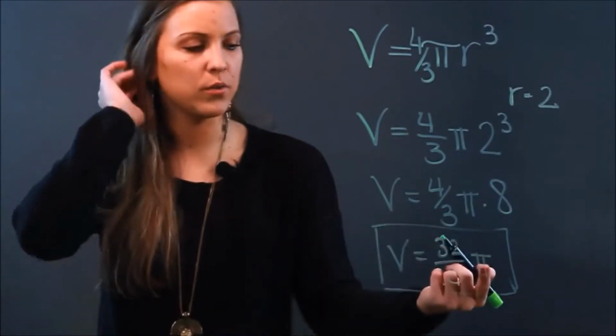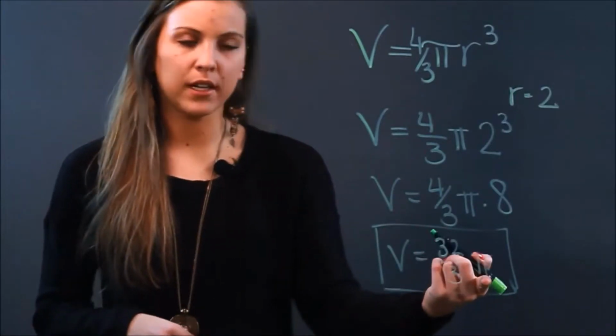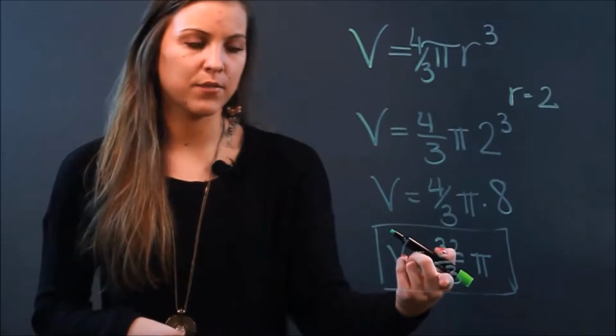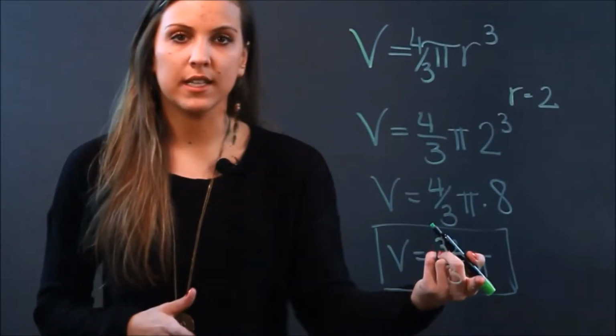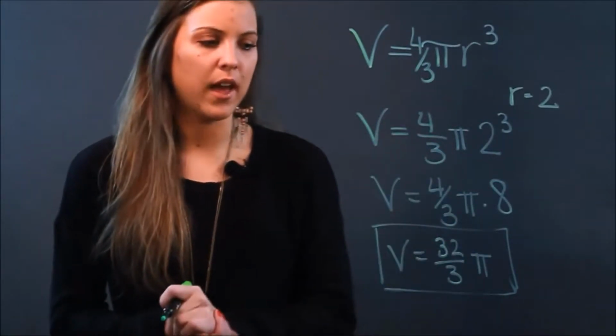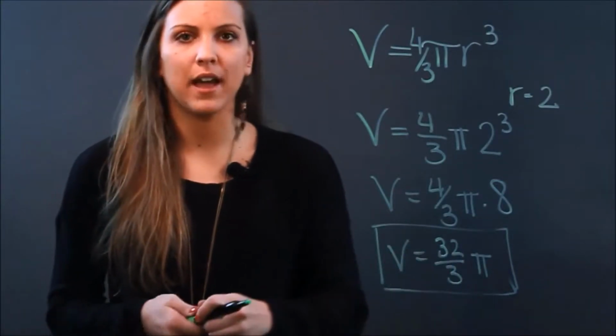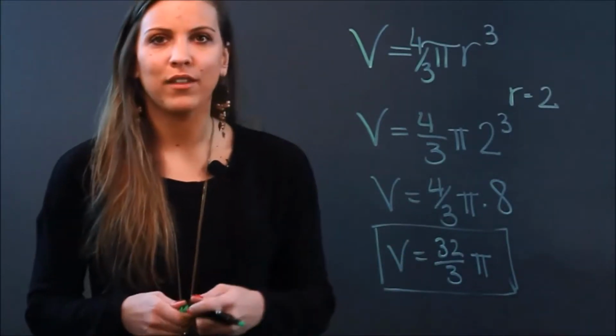So if your teacher asks you to use 3.14 as an estimate, you just plug in 3.14 and multiply it by this fraction. Or if she asks you to use the exact pi button in your calculator, you go ahead and do that. Otherwise, leaving it 32/3 pi is accurate as well. So that is how you find the volume of a sphere in 7th grade.